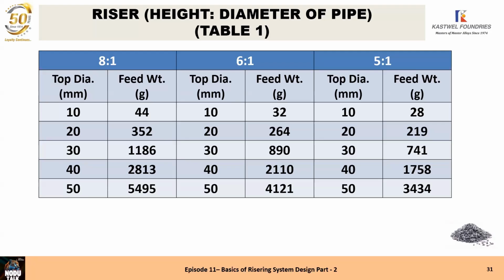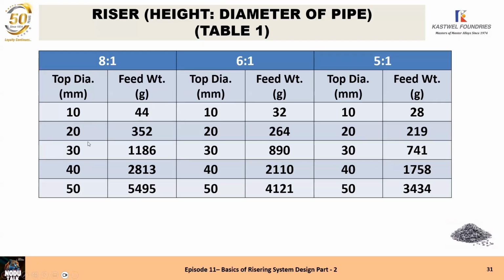So you have got height to diameter ratio of the bottle riser starting from 5:1 on the left-hand side, on the right-hand side 6:1, 8:1. You can draw your own table also. From this table, once you know the top diameter of the riser, it will give you the feed metal weight in the pipe. So you know the diameter at the top.